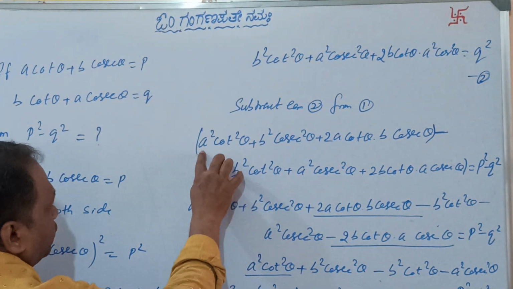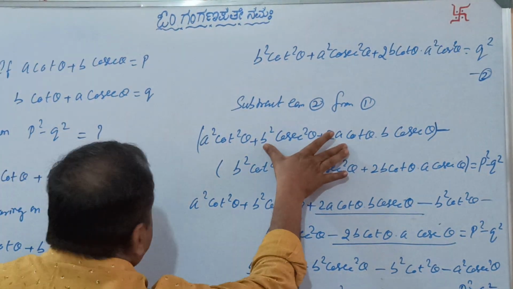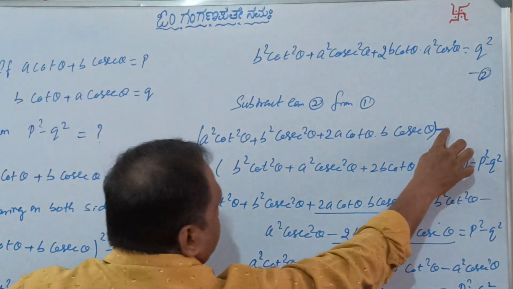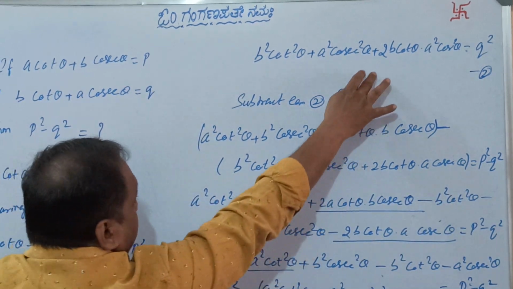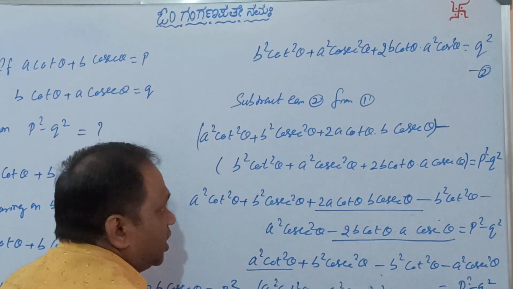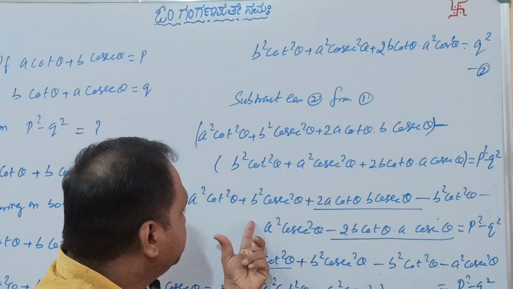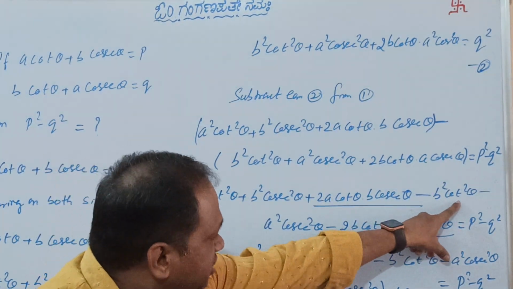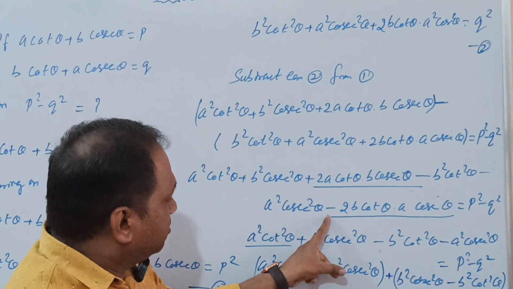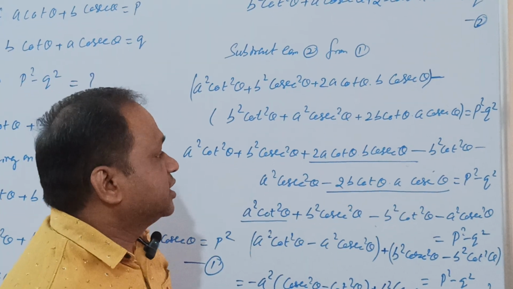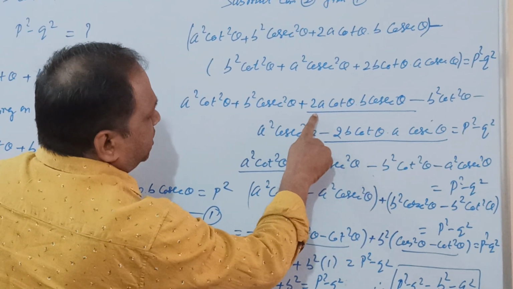I will write the equation whole, first equation 1, as it is. Here we require a minus, so I write minus, and again put the bracket, the whole bracket, with equation number 2 written here. In the next step, I will multiply this minus through the whole bracket. So what becomes minus b square cot square theta, minus a square cosec square theta, minus 2ab cot theta cosec theta. In this, the middle term is 2ab cot theta cosec theta.